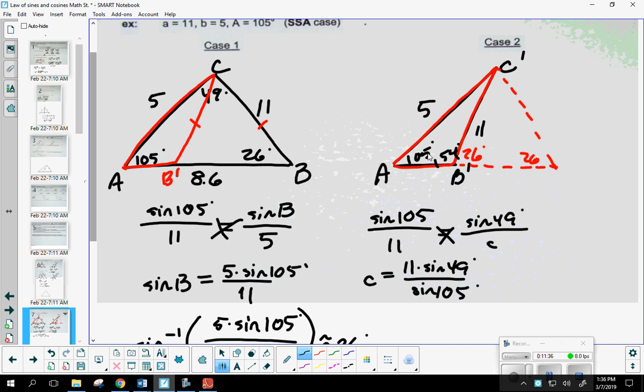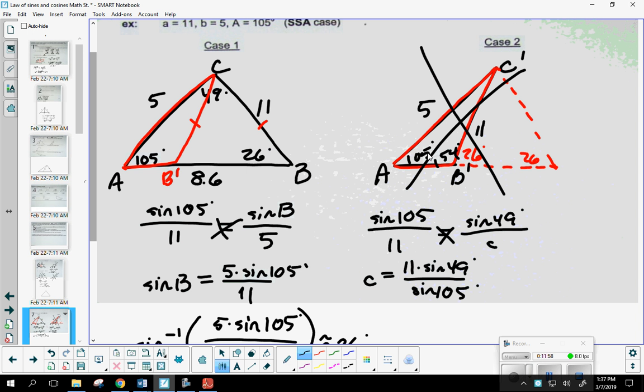Yeah, those two angles, their sum is greater than 180, which means we're not going to be able to get an angle for that one. So that other triangle doesn't exist. But the previous triangle, yes, I was able to get one out of it. Okay. All right. Questions?